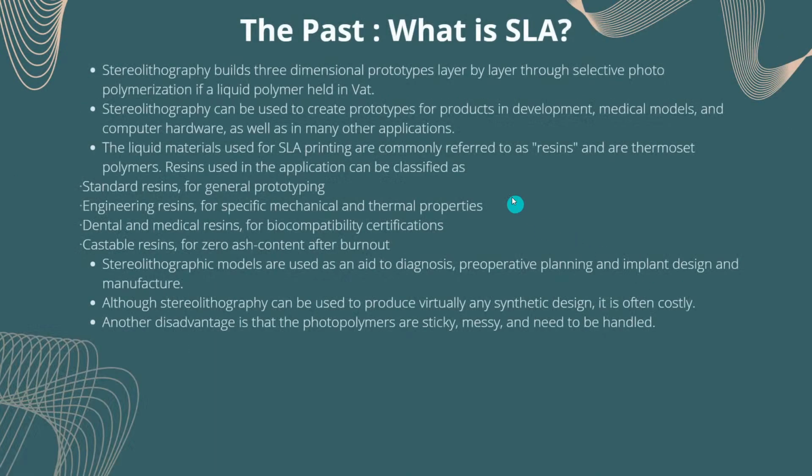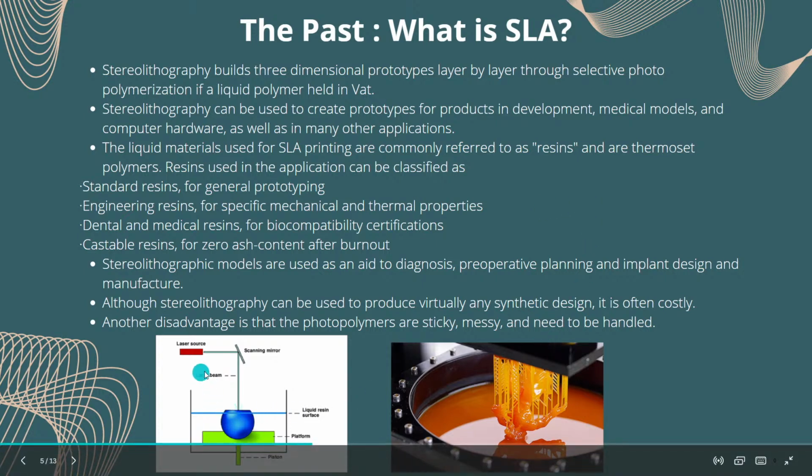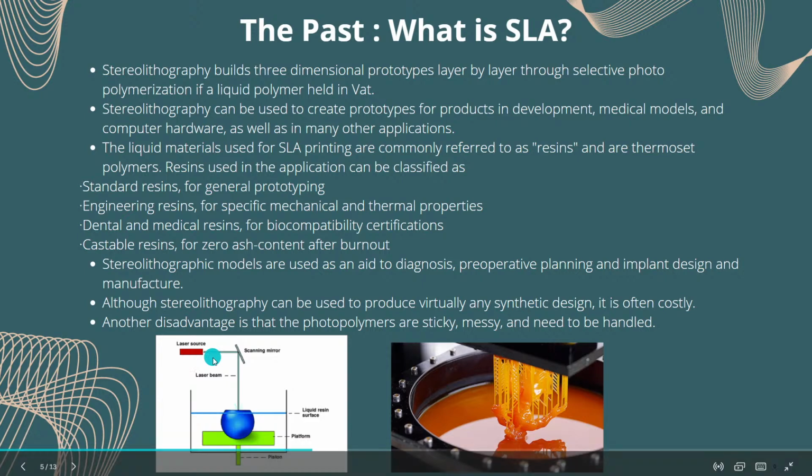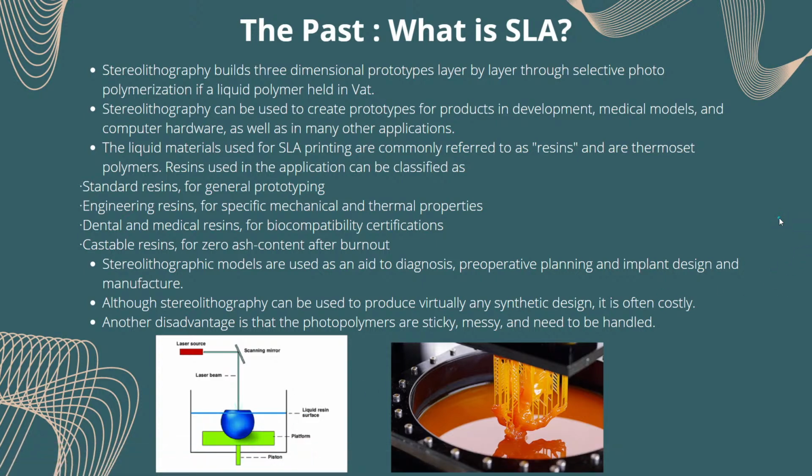So moving on, what is SLA? We said that the first form of 3D printing was SLA, but what is it? SLA, or stereolithography, is a type of vat polymerization 3D printing. What happens in this process is, as you can see in this image, there's a laser source that directs a laser beam towards the surface of the liquid, and that liquid gets hardened wherever the laser has heated it, and then we get the final model that has been created. So this is what stereolithography is.